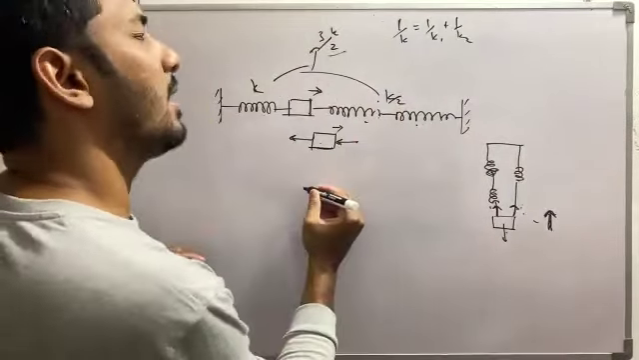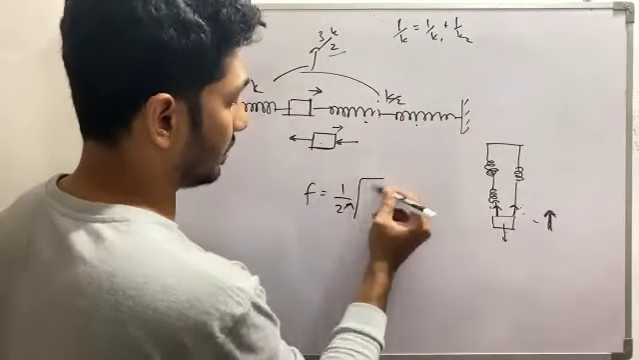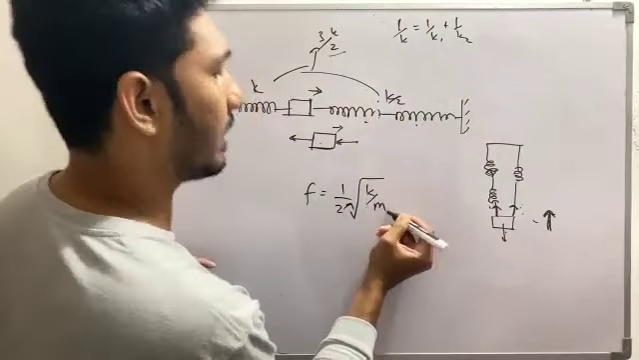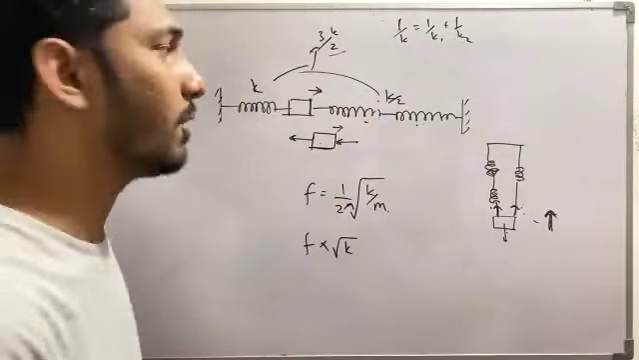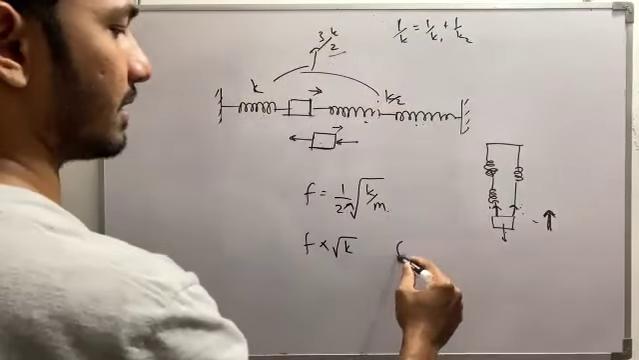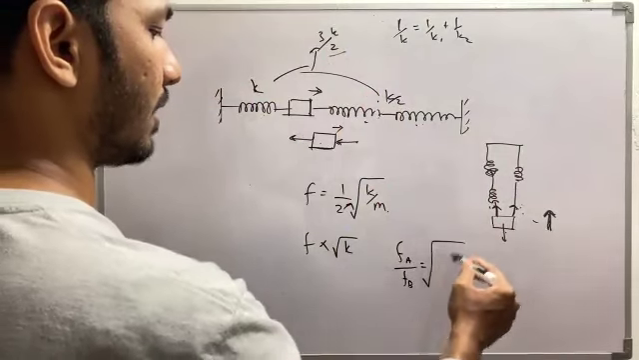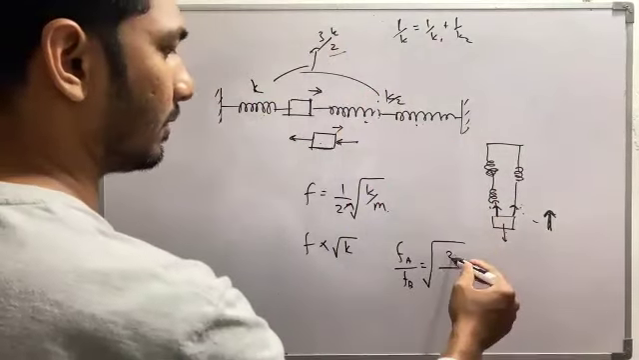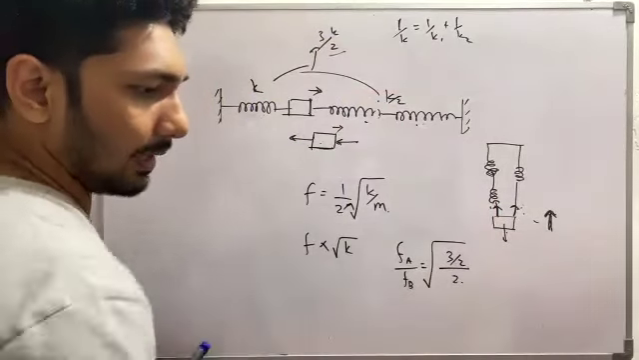Okay, so F is equal to 1 over 2 pi square root of K over M. So frequency is directly proportional to square root of K. So FA divided by FB will be equal to square root of K. K will be 3 by 2. It will be 2. Okay, so 2 will multiply.